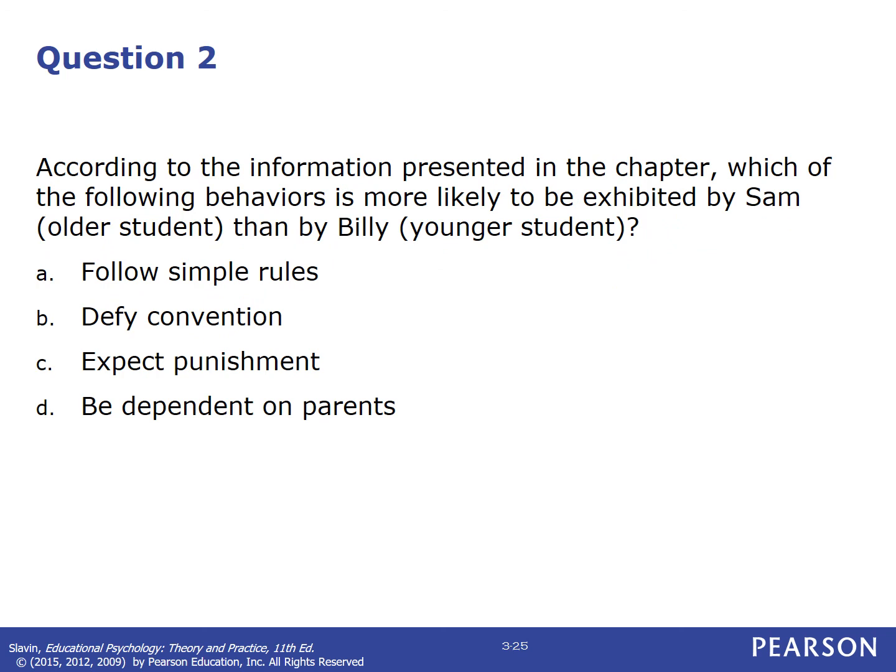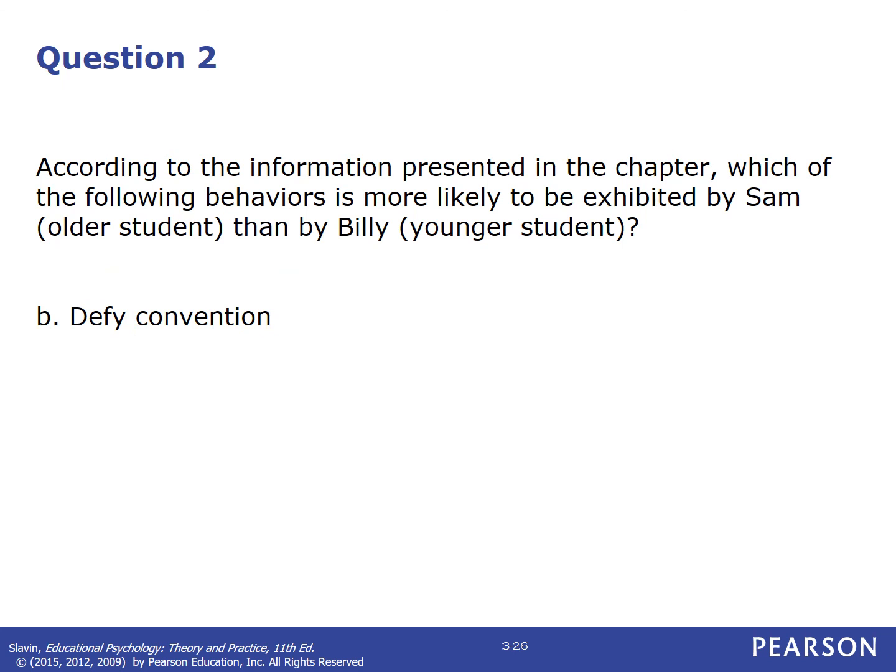Question 2. According to the information presented in the chapter, which of the following behaviors is more likely to be exhibited by Sam, the older student, than by Billy, the younger student? A, follow simple rules. B, defy convention. C, expect punishment. D, be dependent on parents. If you answered B, defy convention, you would be correct. As a student's respect for authority wanes, and as he tries to establish his identity, he's much more likely to defy convention.